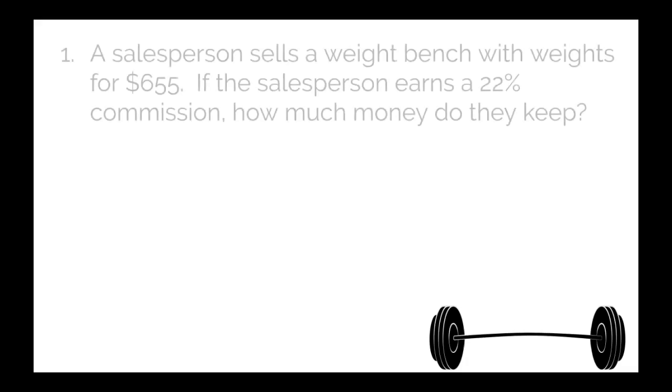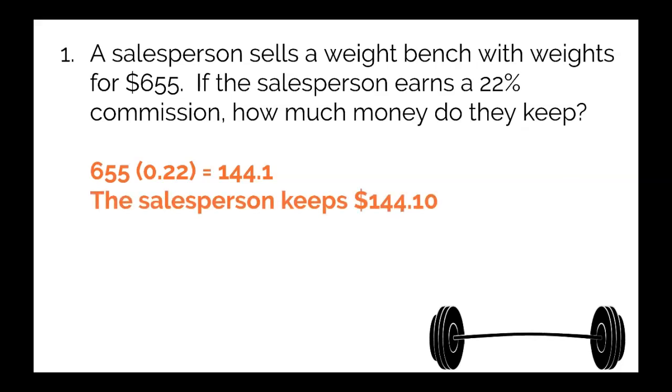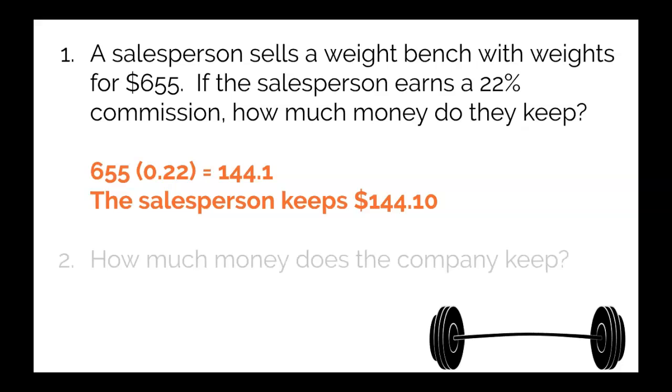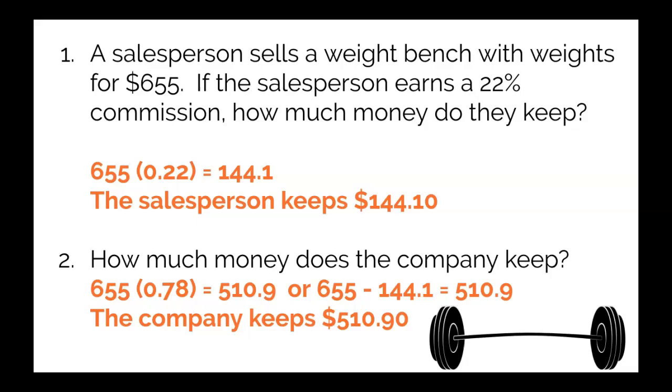So here's an example. A salesperson sells a weight bench with weights for $655. Salesperson earns 22% commission. How much money do they keep? Okay. You could find 22% of 655 is 144.1, so the salesperson keeps $144.10. Then how much money does the company keep? Well, they get everything else. So they're going to get 78% of this, or 655 minus 144.1. Either way that you solve it, you should get that the company keeps $510.90.